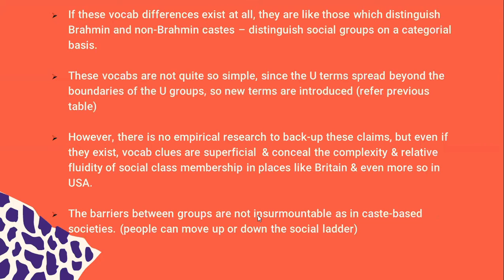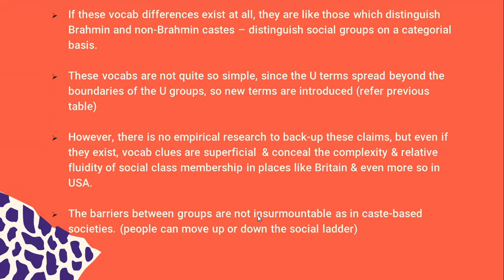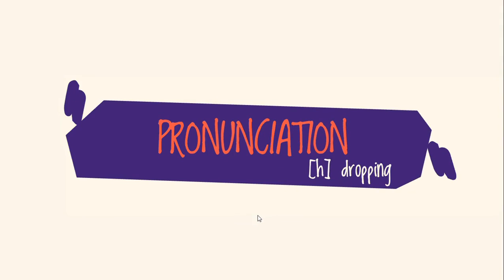These vocabs are not quite so simple since the U terms spread beyond the boundaries of the U group. So new terms are introduced, since the U terms only spread between upper groups. Refer to the previous table. However, even if they exist, the clues are superficial. The complexity of class in places like Britain and even Europe is not insurmountable as in caste-based societies, because people still can move up or down the social ladder, not like the caste system, where it's very difficult and almost impossible to move up. Next we look at pronunciation.